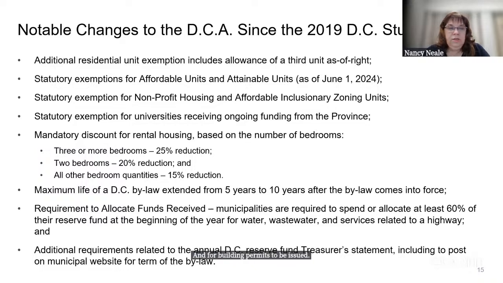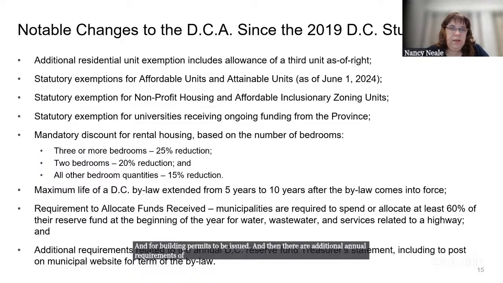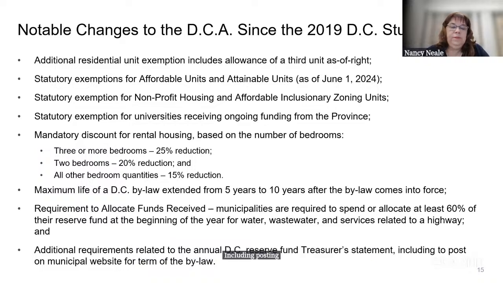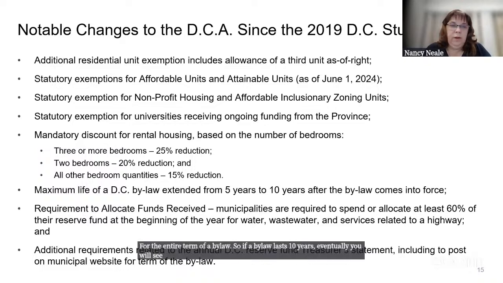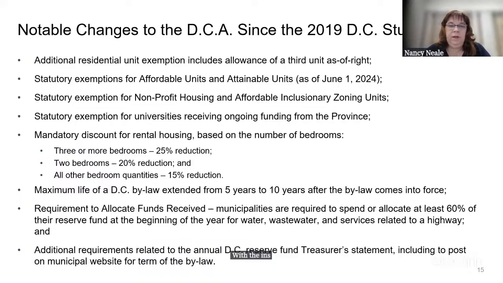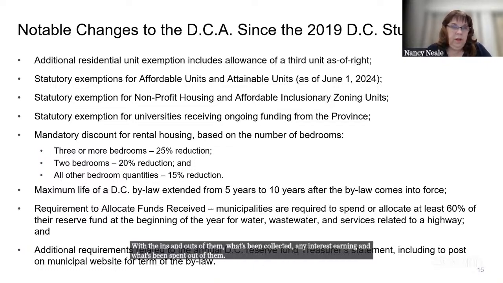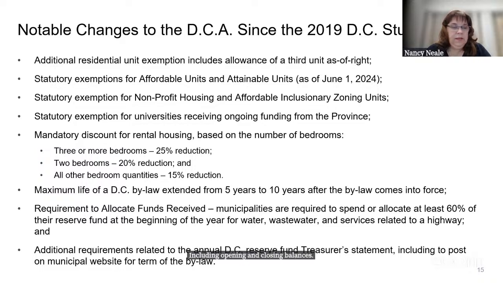And then there are additional annual requirements of the treasurer's statements on the DC reserve funds, including posting it on the municipal website and keeping each of those there for the entire term of a bylaw. So if a bylaw lasts 10 years, eventually you will see on the city's website 10 different annual statements related to the reserve funds, with the ins and outs of them, what's been collected, any interest earned, and what's been spent out of them, including opening and closing balances. Next slide.